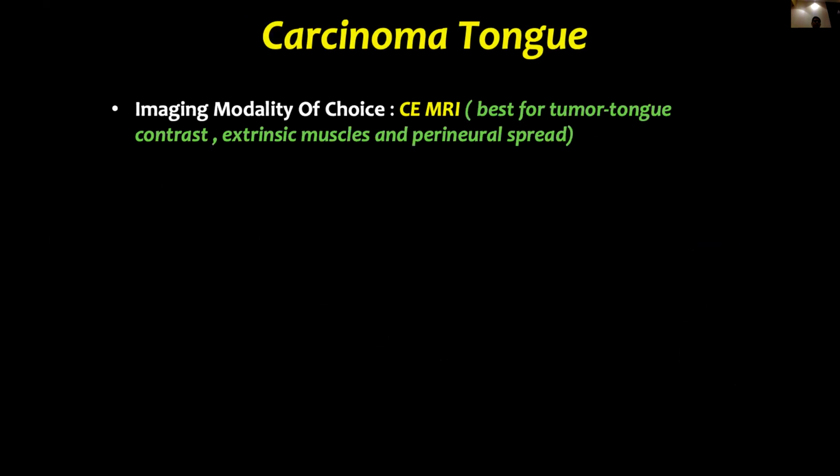Next important disease is the tongue carcinoma. The CA tongue, again, MR is the imaging modality of choice, as I said, because we want to see the soft tissue. Bone involvement is very little. MR remains the choice of modality. It tells you the extrinsic muscle involvement. It tells you the perineural invasion. It tells you the neurovascular bundle involvement. So the best modality is MRI.